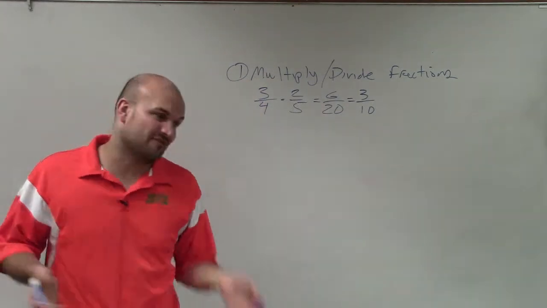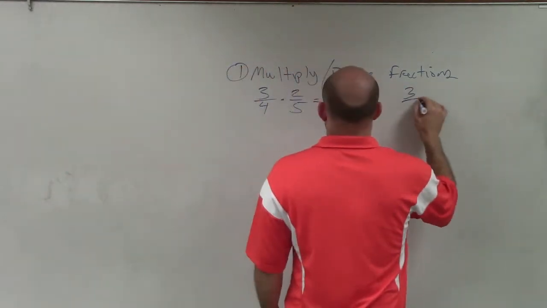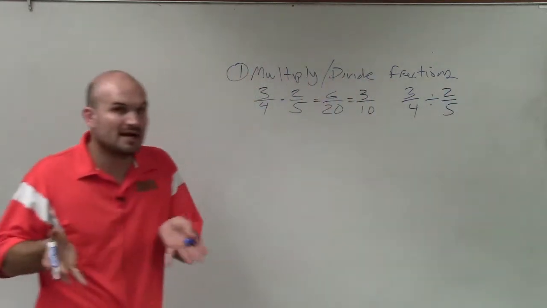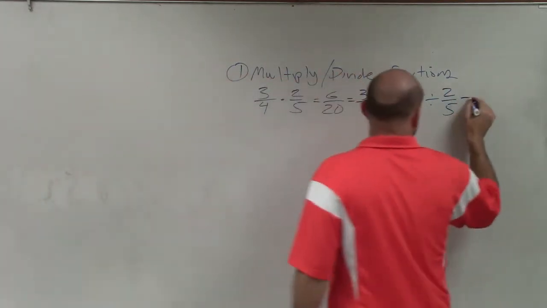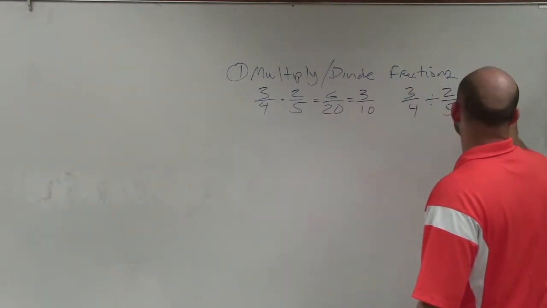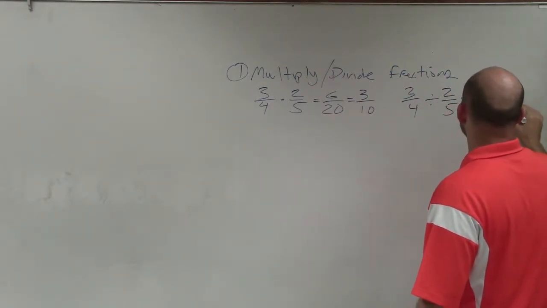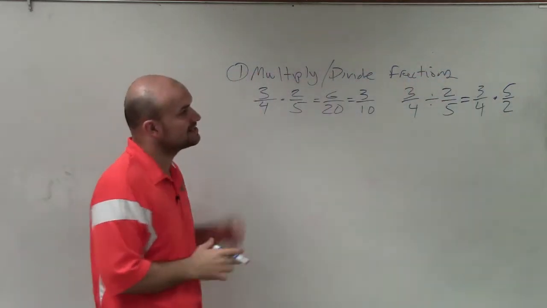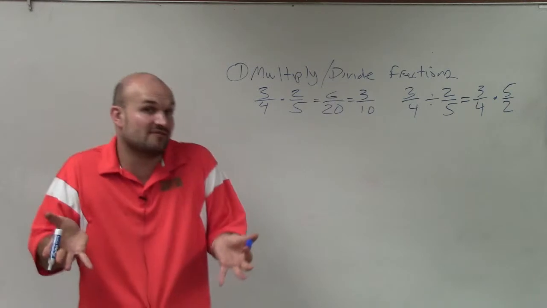Remember, when dividing fractions, let's say I'd have the exact same problem, but now I'm going to divide them. Remember, we're going to want to rewrite our division problem as a product. So to do that, I just take the reciprocal of the fraction I'm dividing by, and then I create that as a product. So that is how we're going to multiply and divide. So that's very, very important.